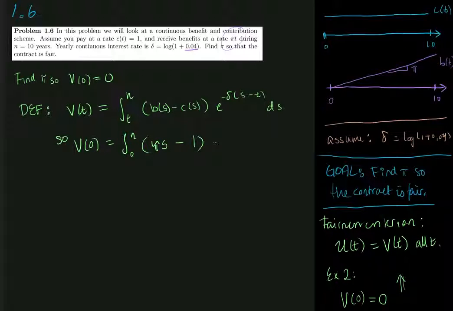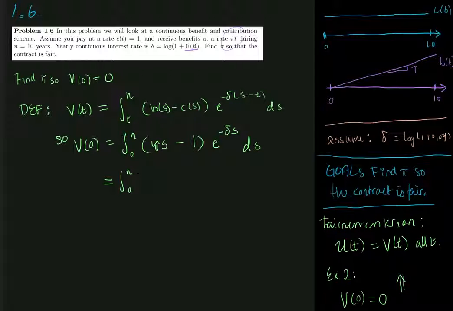And then here I have e to the minus delta s minus 0, which is just 0 up here, so I don't need that. And then ds. And now I want to calculate this integral. First of all, I can notice that I can split it up into two integrals.